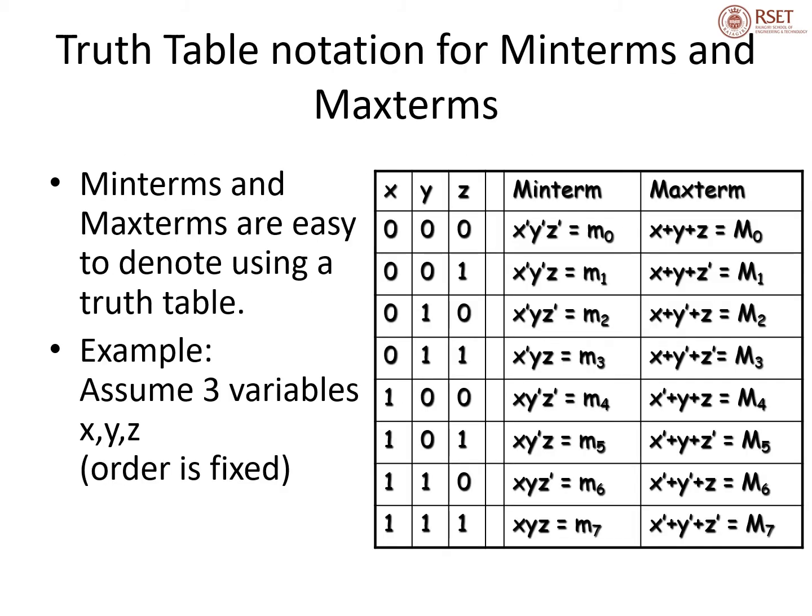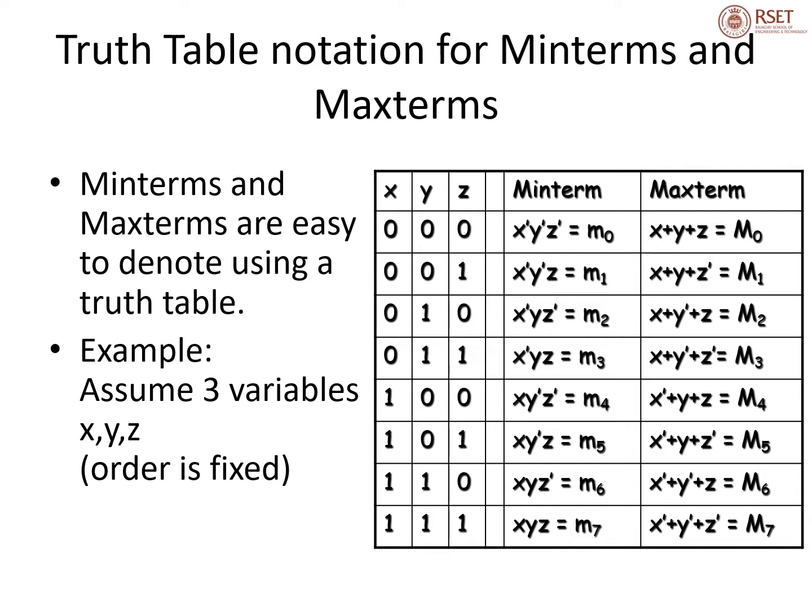Truth table notation for the min terms and max terms. So, min terms and max terms are denoted using a truth table. In this example, we have three variables x, y and z, and the corresponding min terms and max terms are represented in the table.